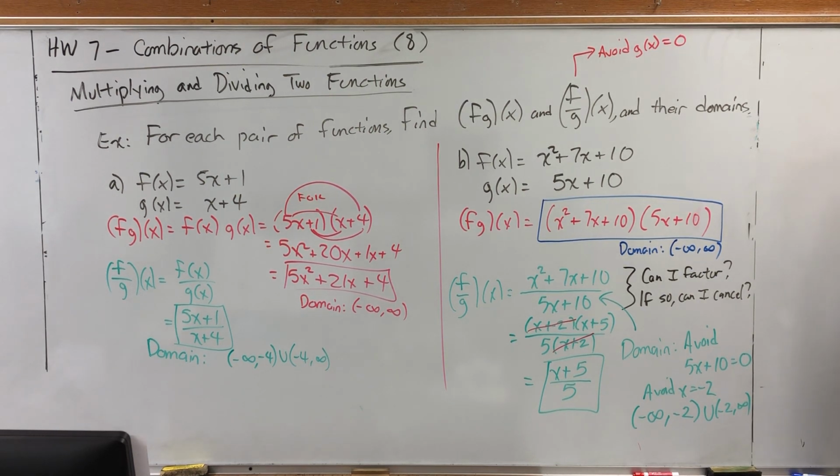So be very careful when you're setting up a quotient of two functions and you're being asked to find the domain. If the function can reduce by factoring and canceling, you're going to be expected to do that. But to answer the question about the domain, you should actually answer it before you factor and cancel.